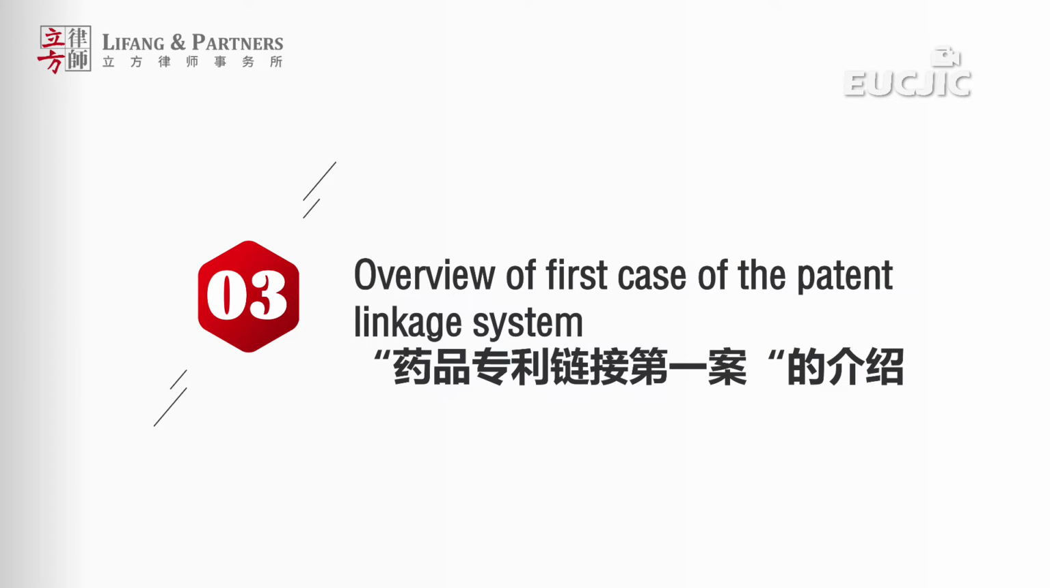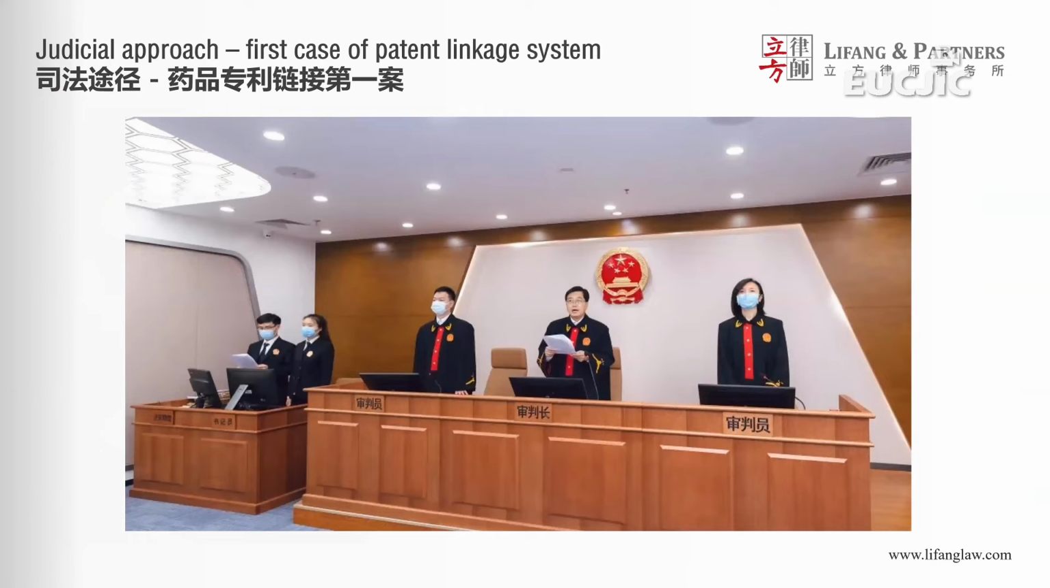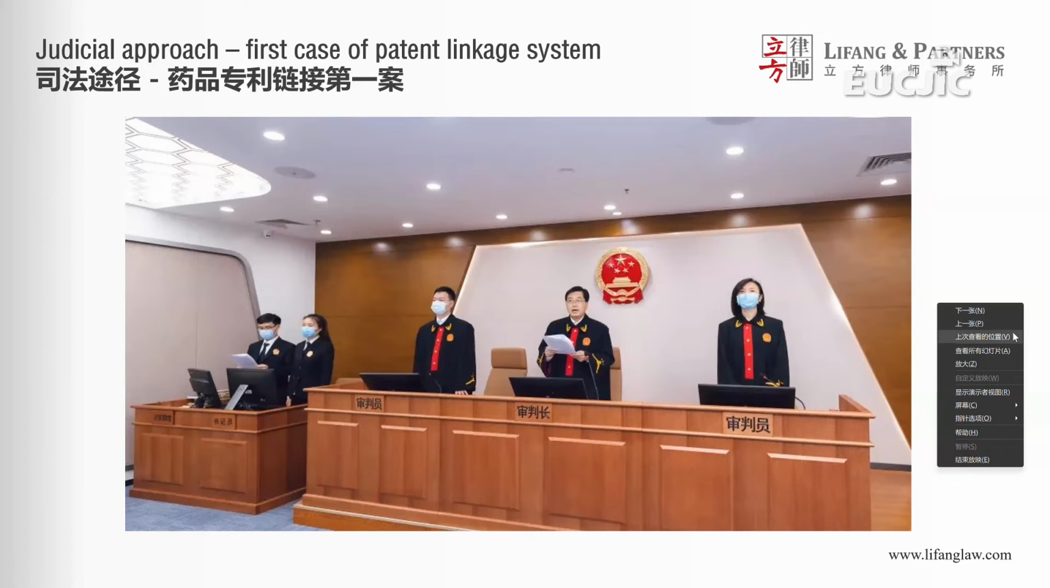Okay, here I'm just going to give you a very high-level overview of the first case of this patent linkage system. What you see here is the time when the judgment in the first patent linkage action case was issued. You see in the middle, the three judges comprised as a panel, and the judges actually made the judgment right on the spot, which is very rare in China. Anyway, this just gives you an impression of how the Chinese court system looks.